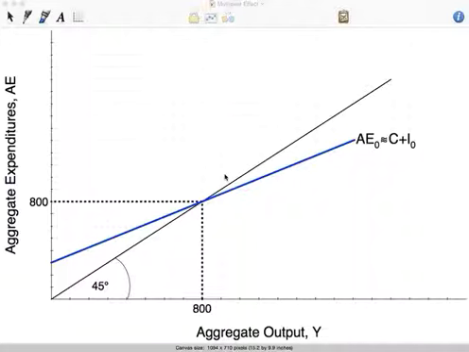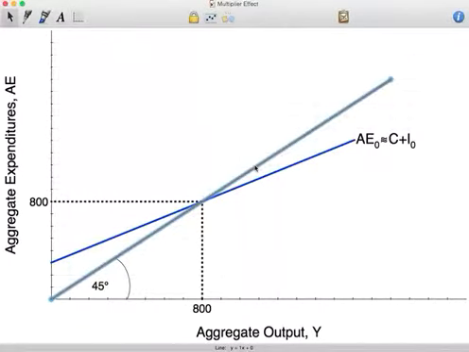We have the 45-degree line here, and that 45-degree line maps out all the points where aggregate output / aggregate income is equal to aggregate expenditures, i.e. that is all the potential equilibriums that can occur in this macro economy. Also, we have our aggregate expenditures line.